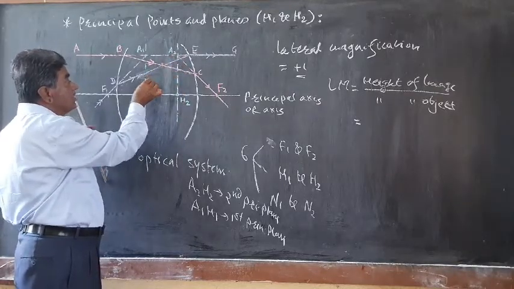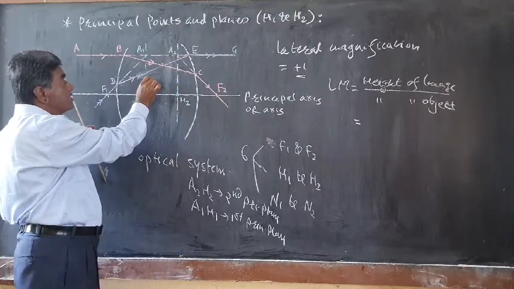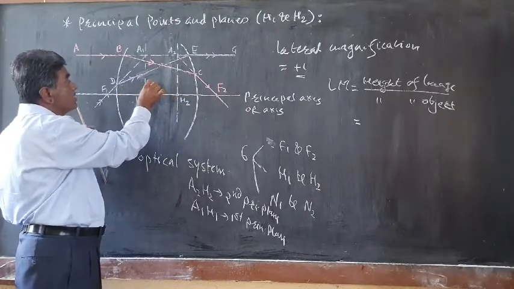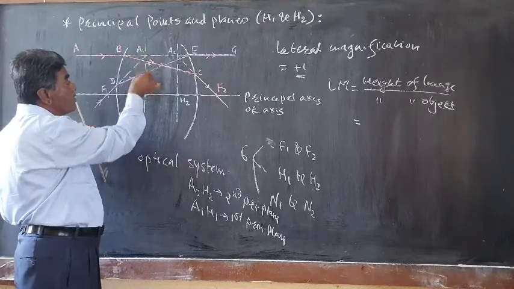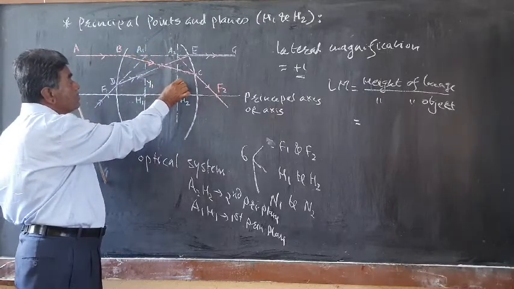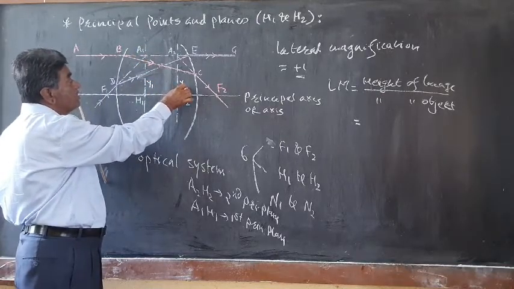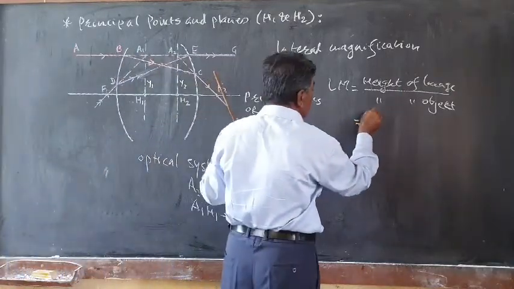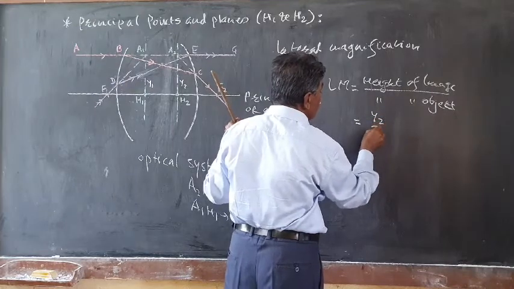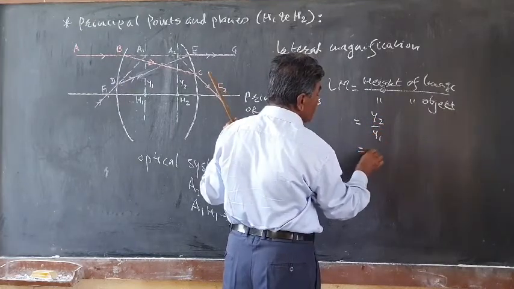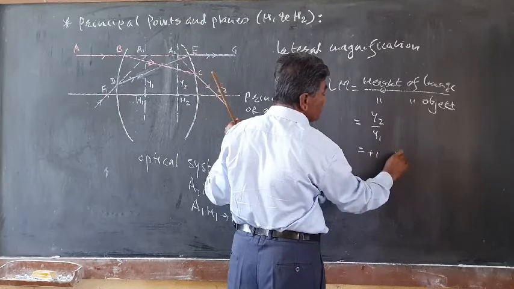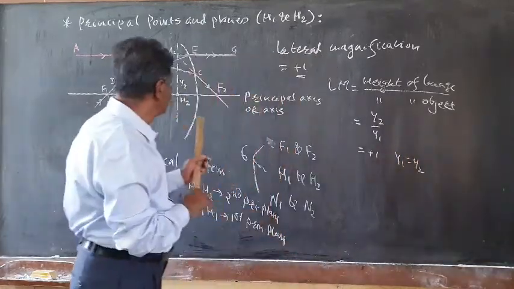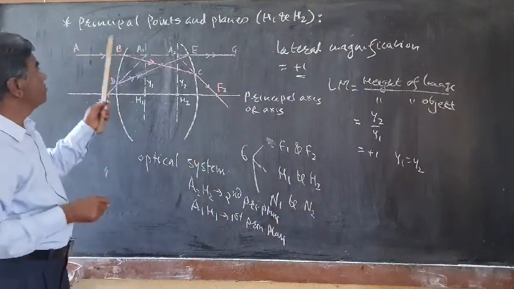Here y1 is the height of the object, suppose A1H1, and y2 is the height of the image, and these are equal. Therefore the magnification, y2 divided by y1, will be equal to plus 1 in this case, because y1 is equal to y2. So such points are called the principal points.